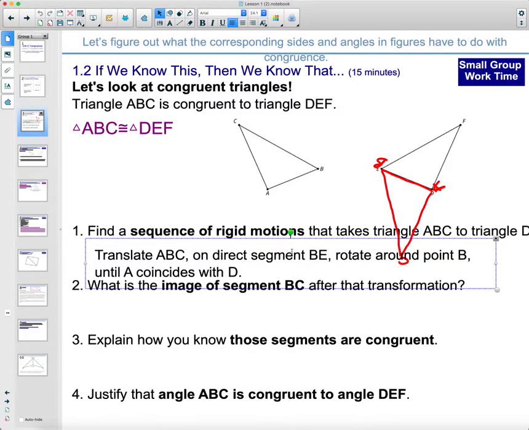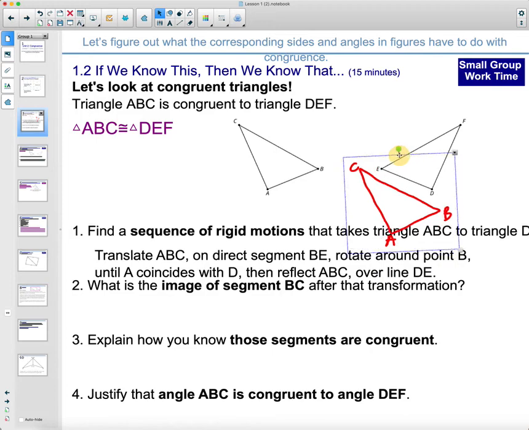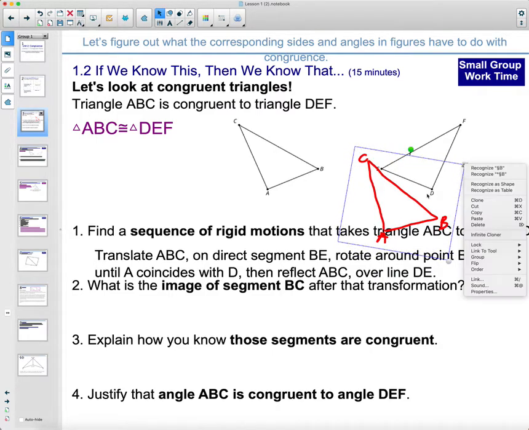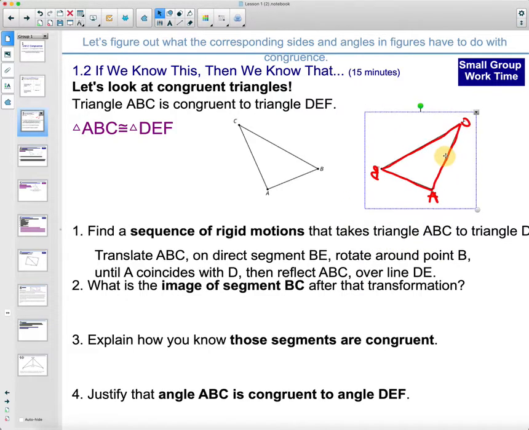So then we could reflect ABC over line DE. I would just flip that over this line, and then that would land C onto F. So I'm just going to quickly get that flipped here. So then that would flip it on there. So translate B to E, rotate around point E until A lands on D, then reflect over DE.